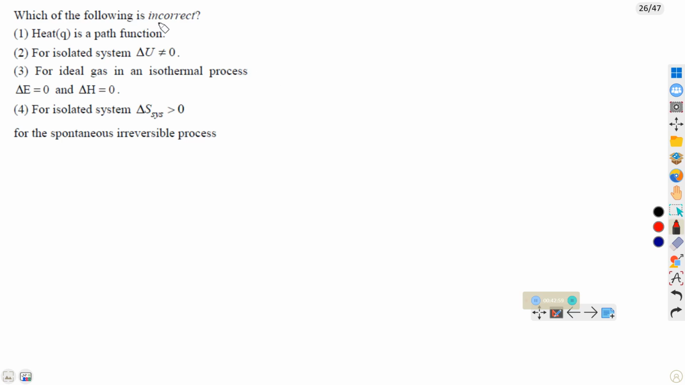Which of the following is incorrect? Heat is a path function. This is correct. Remember, heat and work are path functions. For isolated system, delta U not equal to 0. This is incorrect. Delta U not equal to 0, that is incorrect.